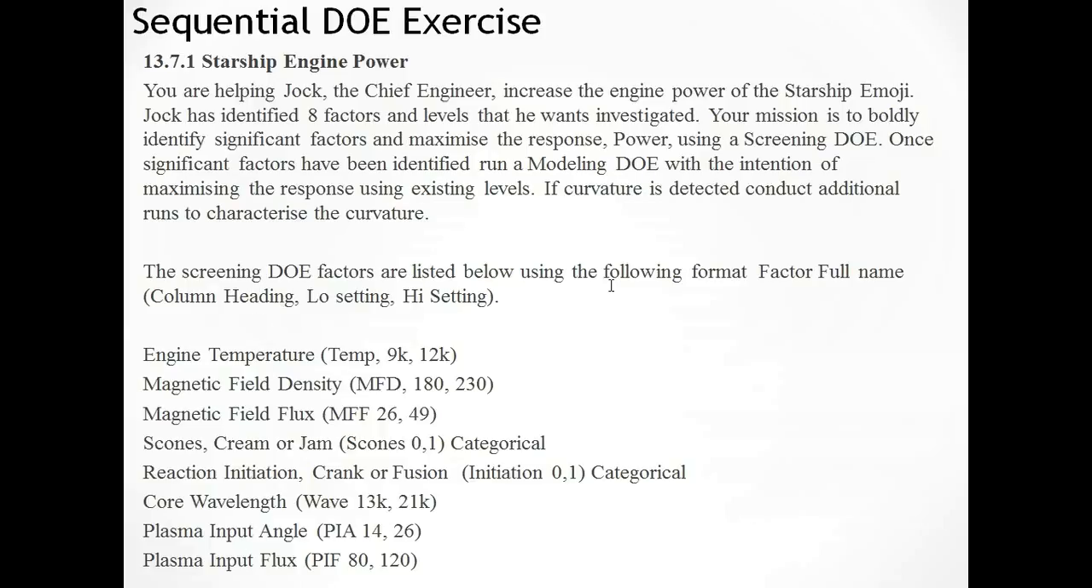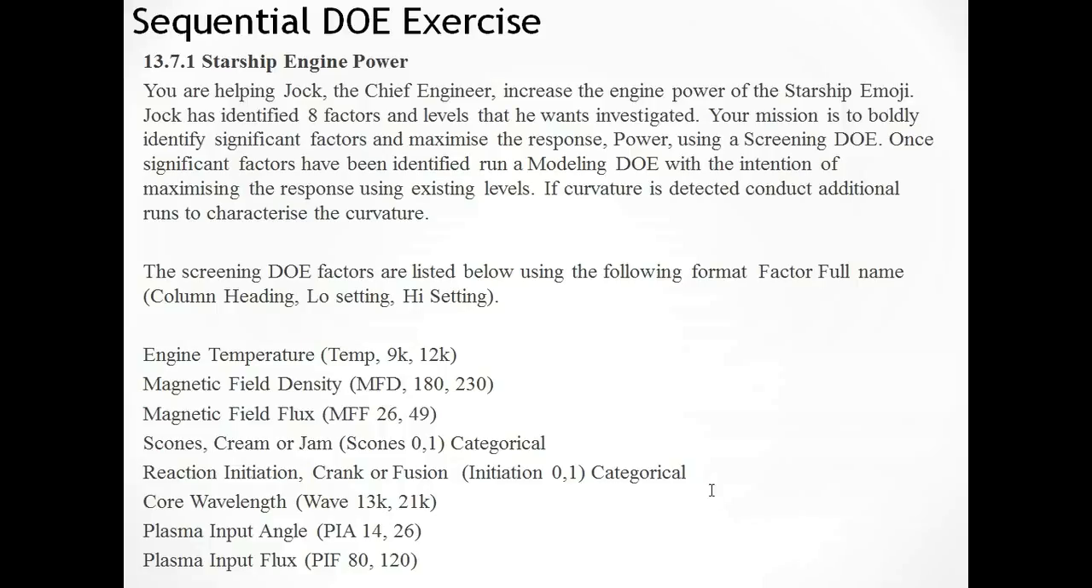Okay, so I've given all 8 factors below. The screening DOE factors are listed below using the following format. So start off with full factor name, then in brackets, the column heading, then the low setting of the factor and the high setting for the factor. Because I've only shown the full factor names here, then I condense them down just to a column heading, so you'll only see those when we run Minitab. So engine temperature is temp, low level is 9, high level is 12. Magnetic field density is MFD, low setting is 180, then high setting is 230. And then we have magnetic field flux, MFF, low setting of 26, high setting of 49. Then we have scones, and depending on whether they are cream or jam, we have a low of 0 or 1, and these are categorical settings, so there's no in-between values. So 0 to indicate cream scones and 1 to indicate jam scones.